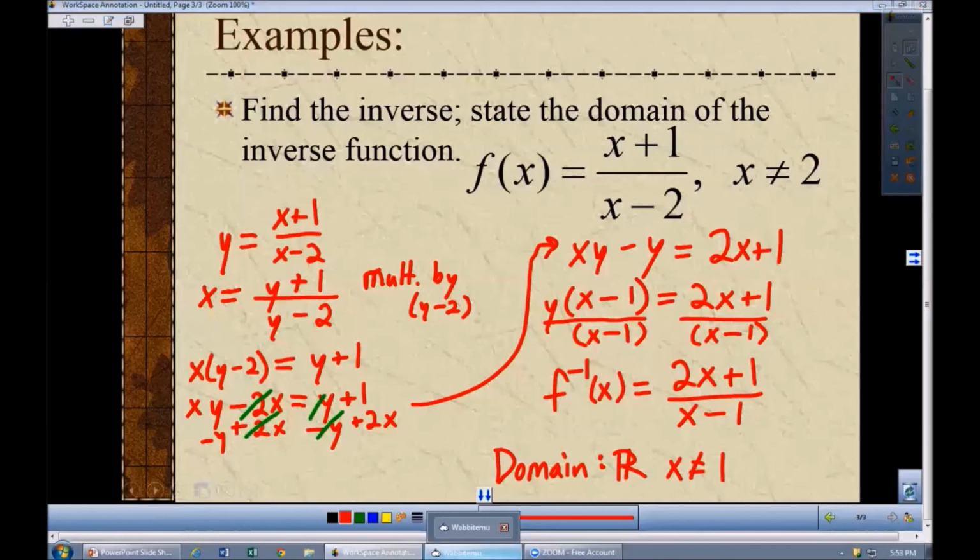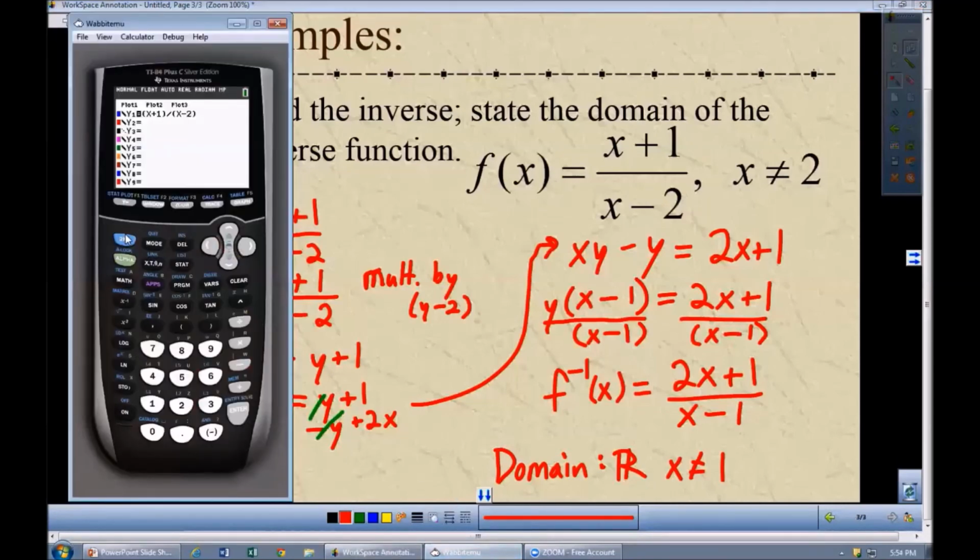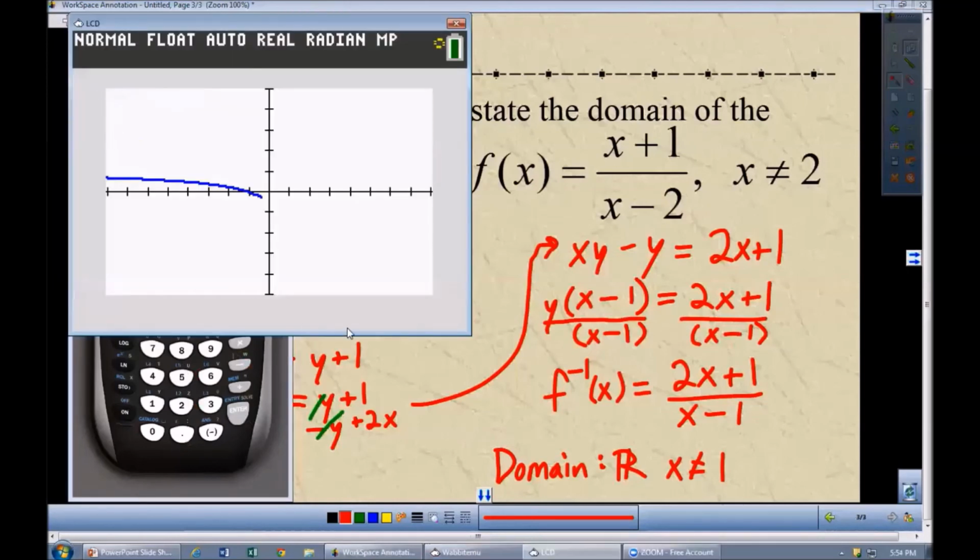Well, let's take a quick look at the graph of x plus 1 over x minus 2, and let's see if there's anything interesting about the output x equals 1. Let's see, I'll do a zoom square here. So here we go. It's drawing this function. Notice at x equals 2, we have a vertical asymptote. That's why x equals 2 is not in the domain of the original function.